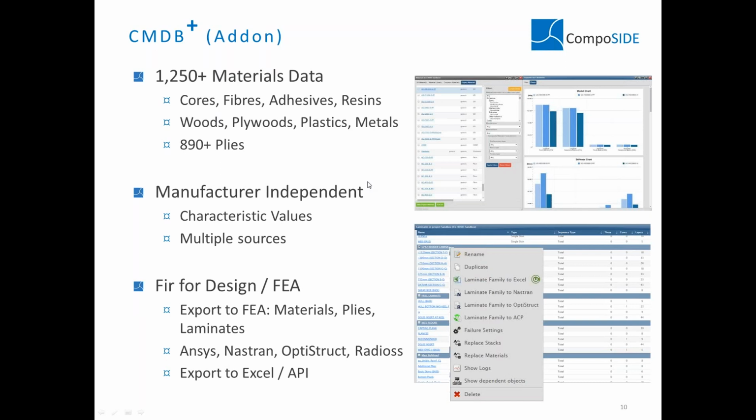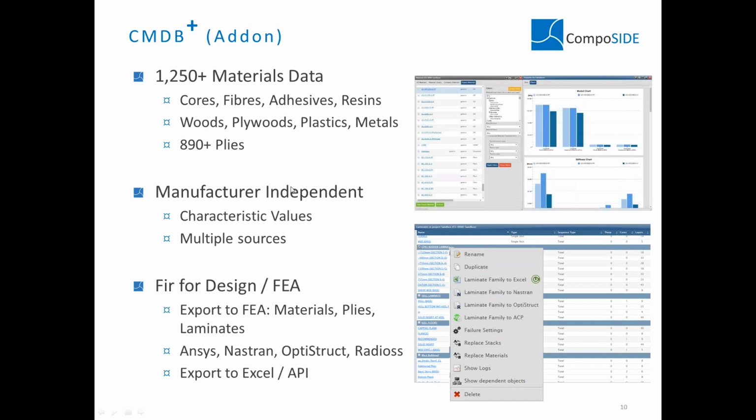CMDB is a materials management tool. What we also supply separately is what we call the CMDB add-on, which is effectively a material library with 1,250 plus materials and all the relevant data. That includes composite-specific materials for cores, fibers, adhesives, resins, but also non-composite or other-based materials: woods, plywoods, plastics, and metals. Alongside those, there are also close to 900 plies that are ready for usage within CompoSIDE itself.